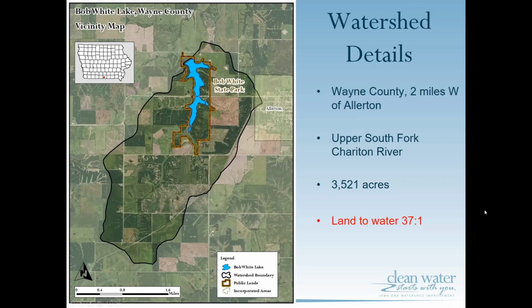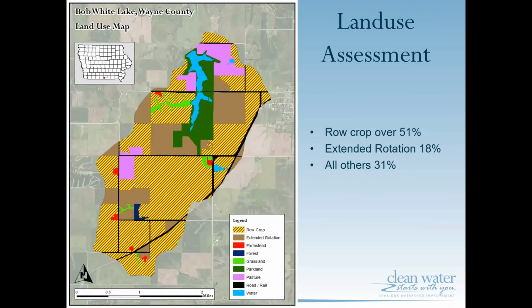Setting that up, if we talk about the land use for Bob White Lake watershed, we can see that these yellow and brown crosshatches here are row crop, and the brown is what we call extended rotation. So what that means is the row crop is either corn or soybeans depending on the year planted, and this extended rotation is usually a 6-year rotation of corn, soybean, corn, and then several years of meadow, alfalfa, or other grass species. So it still has that row crop nature in there, but it's over an extended period of time.